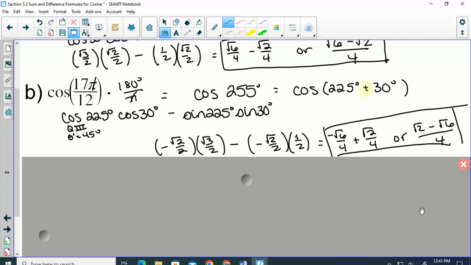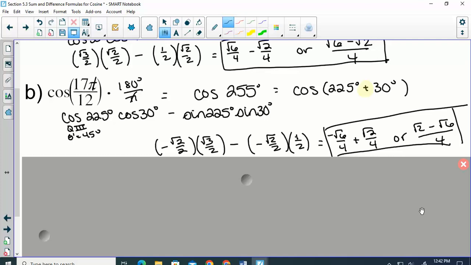Now let's type in our answer. Negative square root of 6 divided by 4 plus the square root of 2 divided by 4. Do we get the same long, ugly decimal? Yes. So you can always double check if you need to.